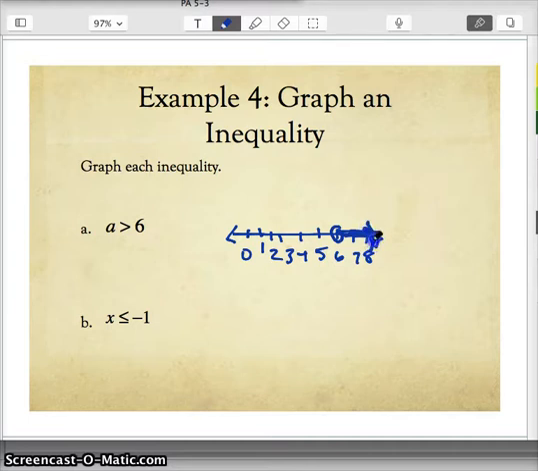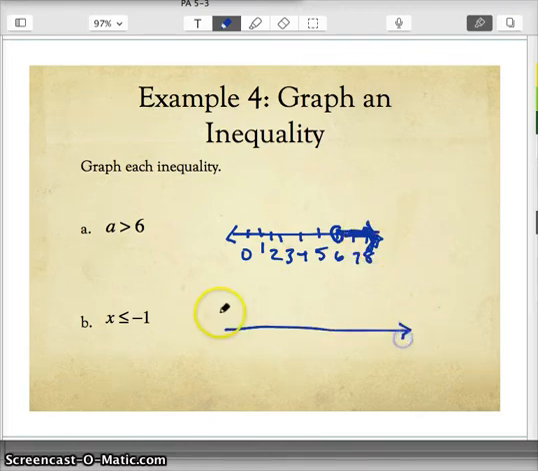An open circle is reserved for when we don't have equal to, but we just know that we're going to compare our quantity with a particular value. So we use an open circle here, and everything greater than 6 is shaded in. Let's look at this next example.